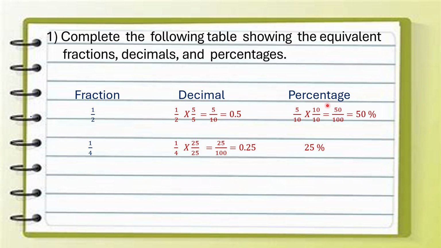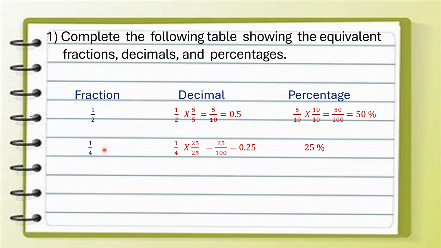So in percentage, the denominator should be 100. Okay. So 5 by 10 into 10 by 10. Why am I multiplying by 10 by 10? Because 10 into 10, it's 100. So what number we are multiplying in the denominator, the same number we should multiply in the numerator too. So 5 into 10, it's 50, and 10 into 10 is 100. So 50 by 100 is 50 percentage.